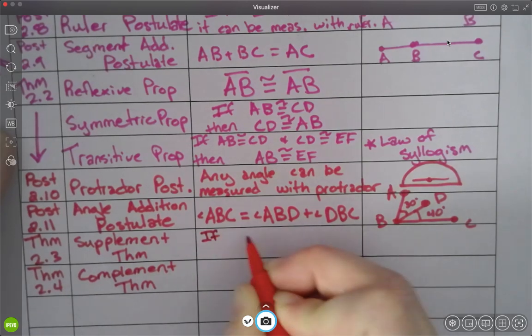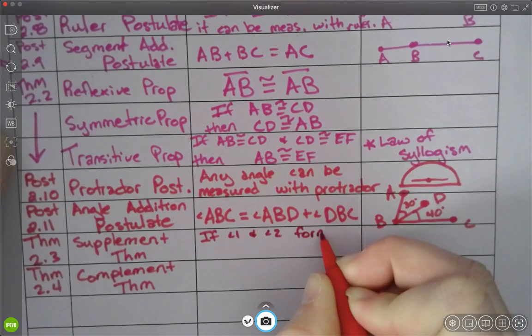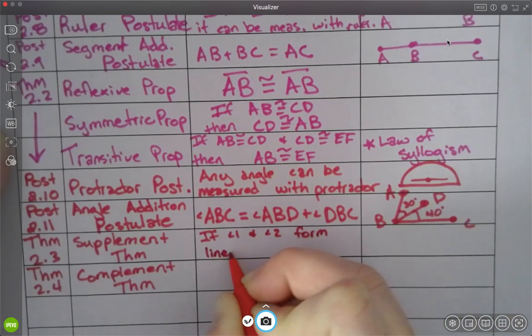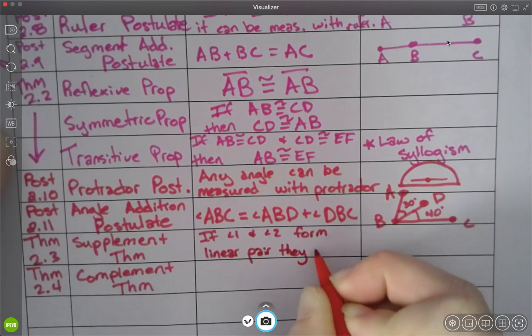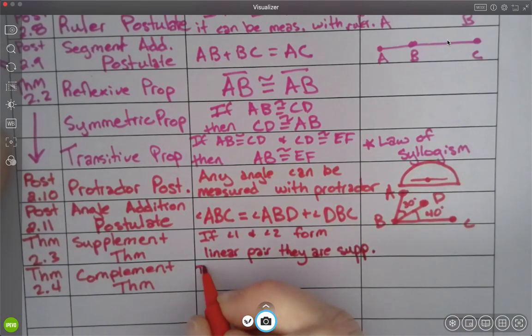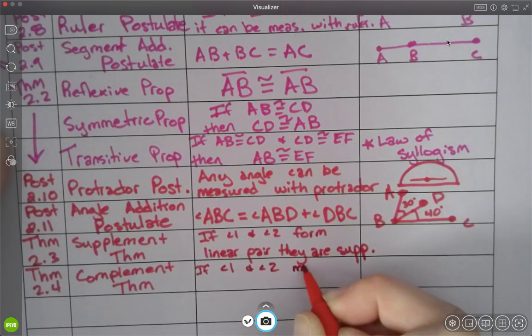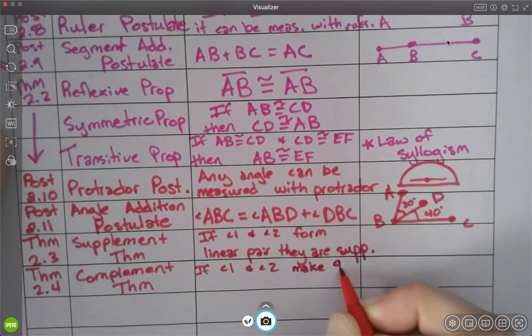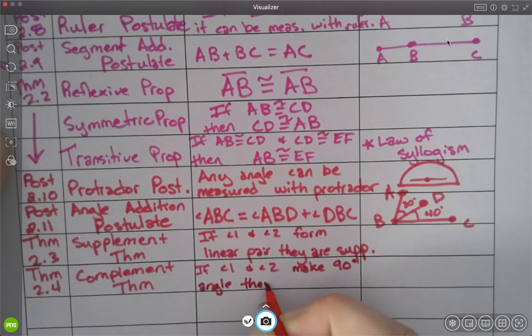If angle 1 and angle 2 form a linear pair, they are supplementary. If angle 1 and angle 2 make a 90 degree angle, they are complementary.